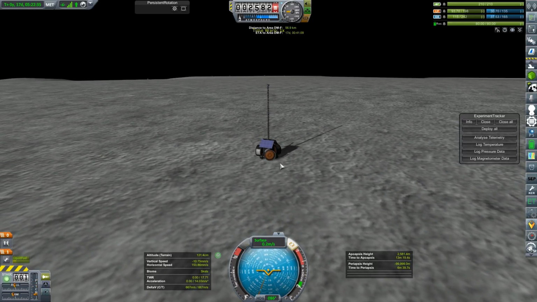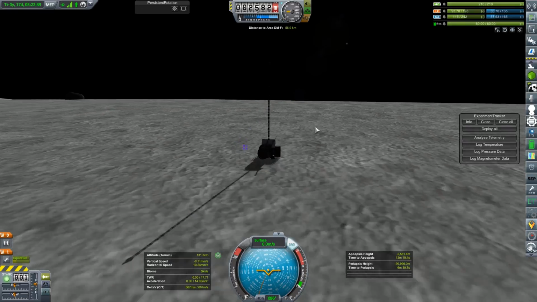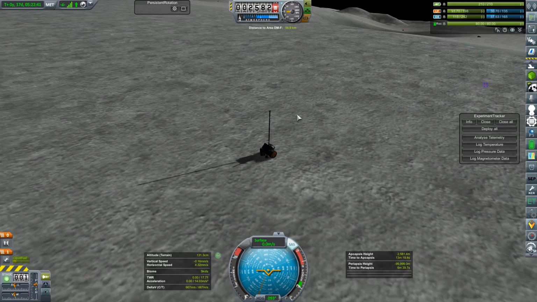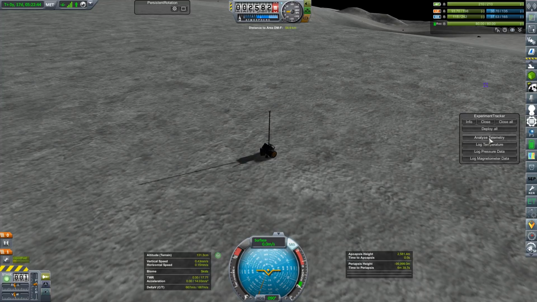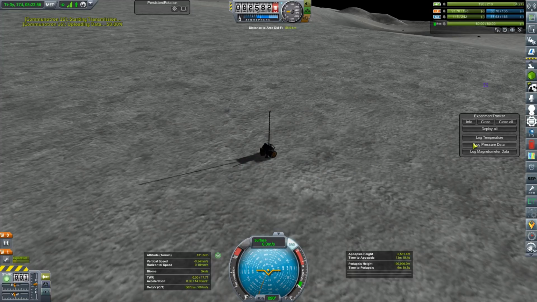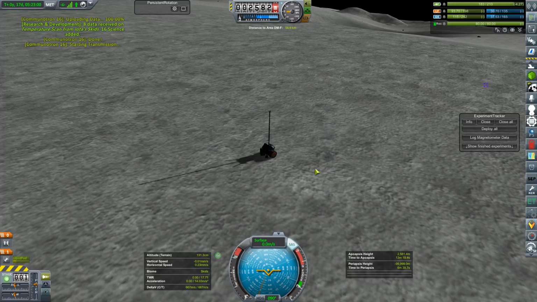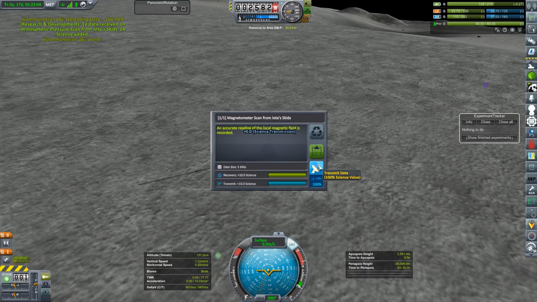Got some horizontal speed to kill off there, so a little wobbly. Still in the skids, new science, telemetry, 2 science, temperature 16 science. You get scattered readings. Apparently some dust is cold and some is hot. Pressure data, generic 24 science, and then magnetometer 10 science.